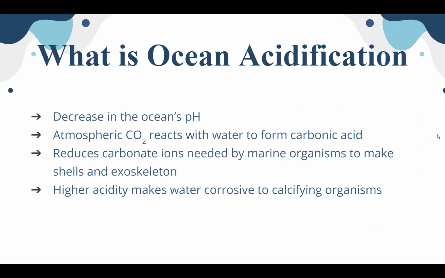To understand the problem, we first need to understand the chemistry behind it. Ocean acidification is the gradual decrease in the pH of our oceans over time. As we burn fossil fuels, more carbon dioxide is released into the atmosphere, which is then absorbed by the seawater. When carbon dioxide reacts with water, it forms carbonic acid. This chemical reaction does two things. It increases the acidity of the water, and it reduces the concentration of carbonate ions.